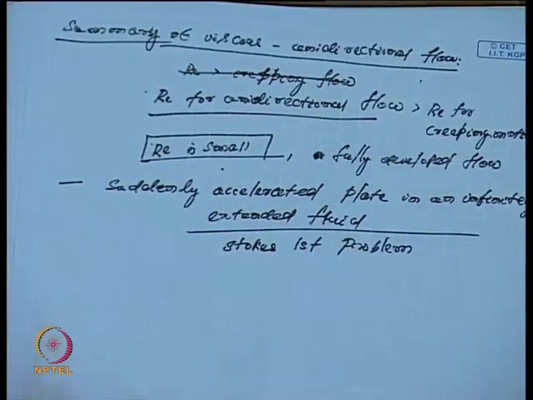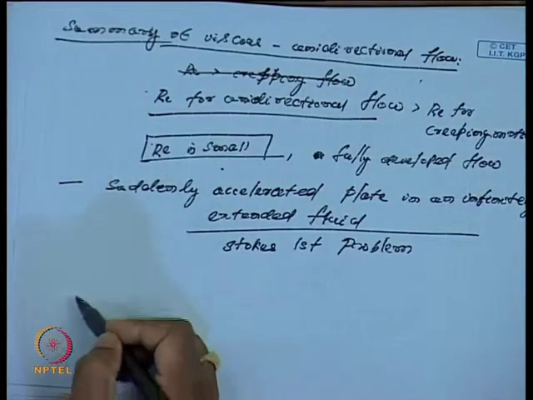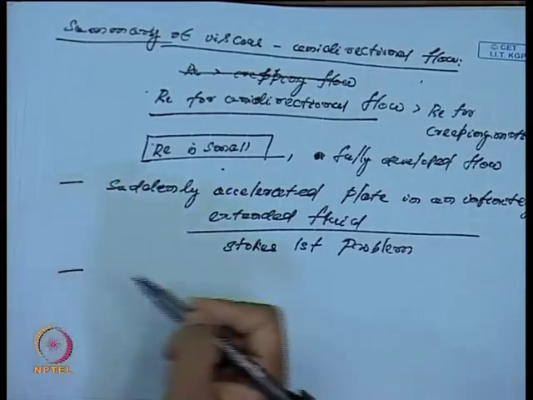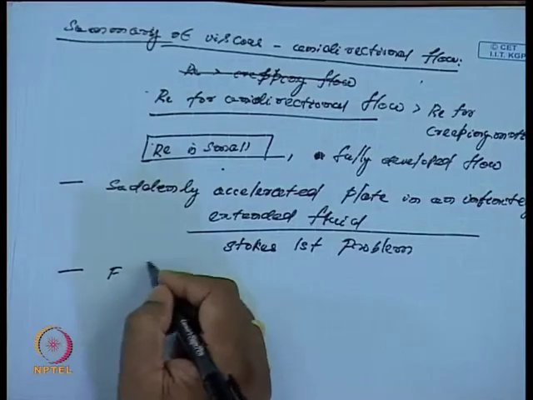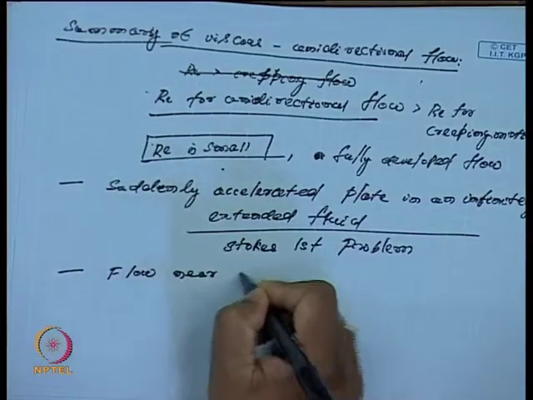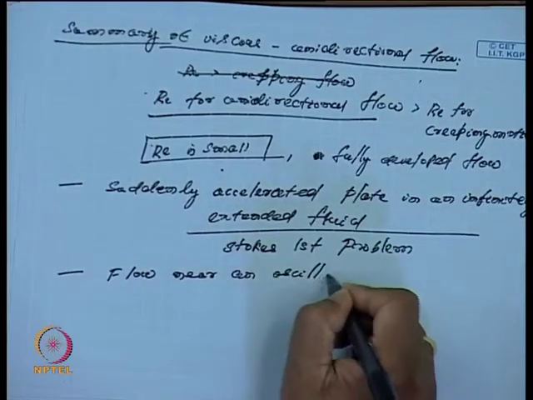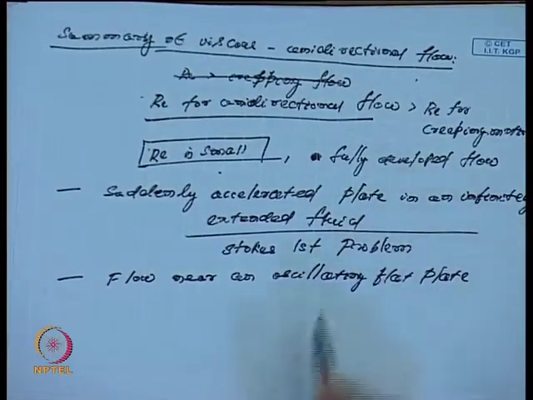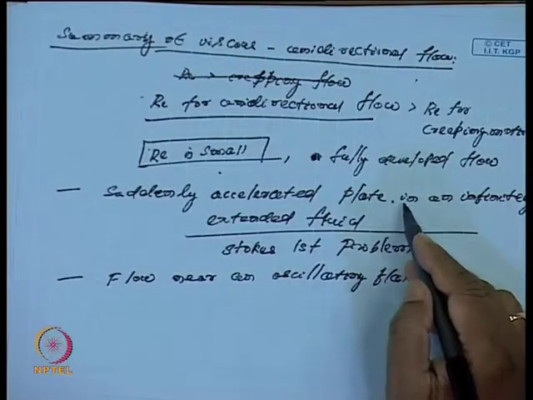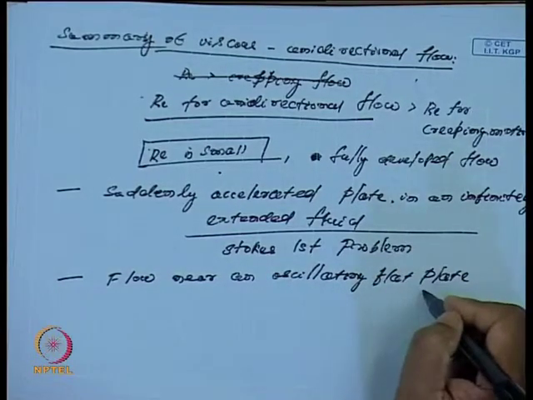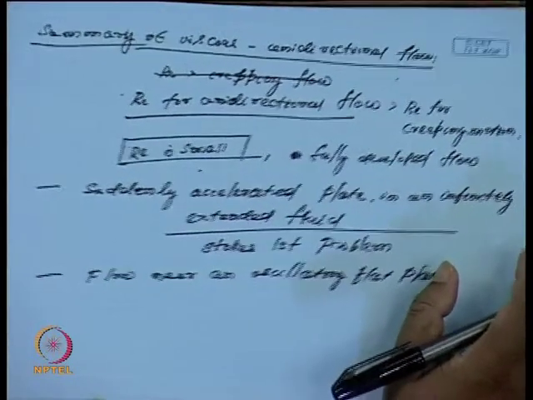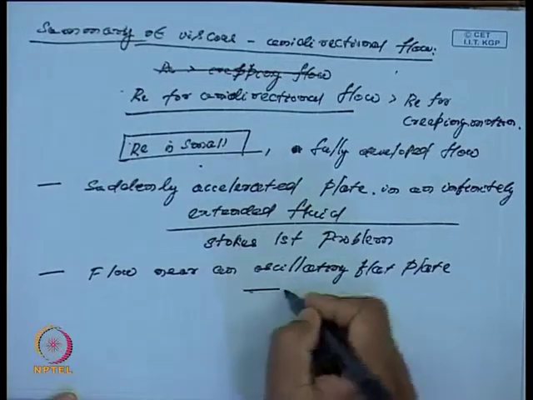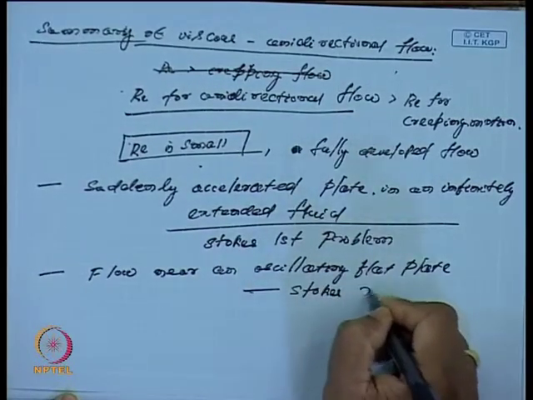Basically, we have only one plate which is oscillating; at time t equal to 0 there was no speed and suddenly it starts to oscillate. And then we looked into a case of flow near an oscillating flat plate. That means, in this case the flow was transient, with an infinitely extended plate, and the plate was there, but the flow was oscillatory in nature. This problem is called Stokes' second problem.